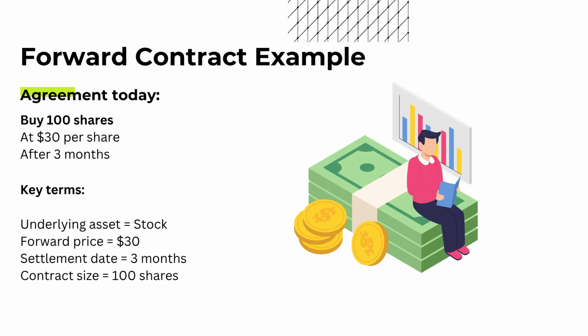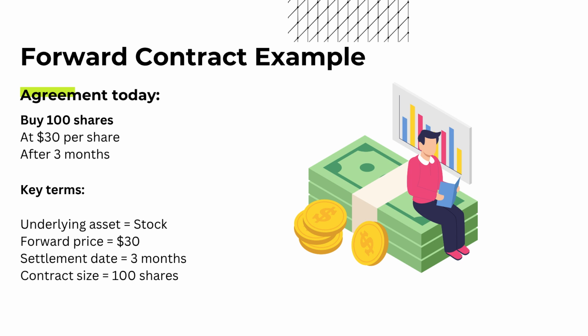Forward contract example. Let's understand the simplest derivative, the forward contract. Suppose you agree today to buy 100 shares of a company at $30 per share after 3 months. Important terms here. The stock equals underlying asset. $30 equals forward price. 3 months later equals settlement date. 100 shares equals contract size.